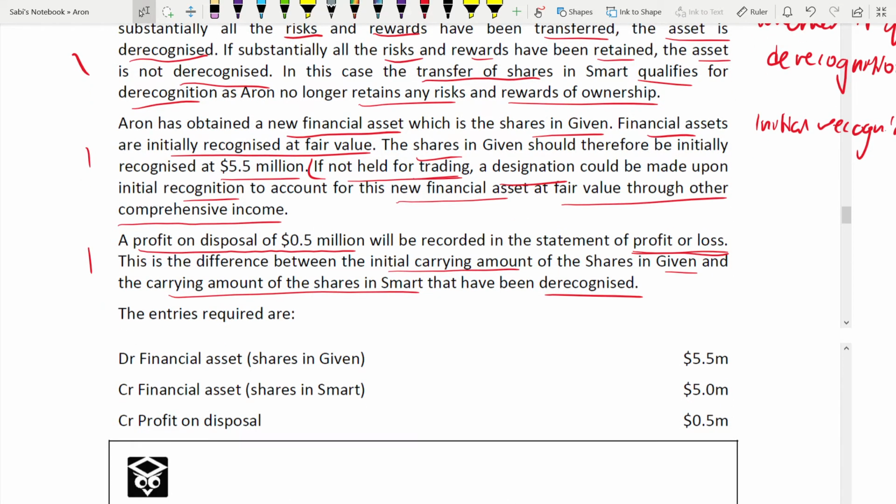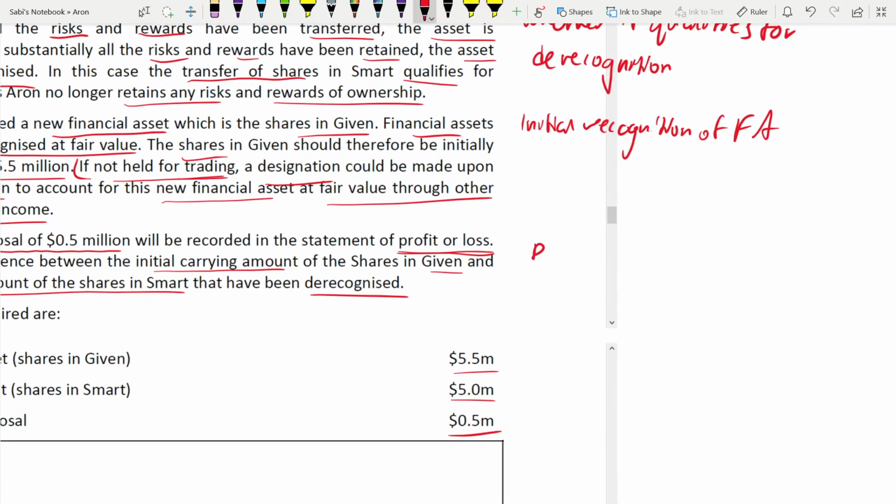So how is it 0.5? Because you are taking shares in Given at 5.5 and derecognizing in Smart at 5. Right? So debit asset, credit financial asset. You are derecognizing an asset and recognizing an asset of a higher amount. The difference is a profit, 0.5. So to find that profit, another 1 mark. Profit on disposal.